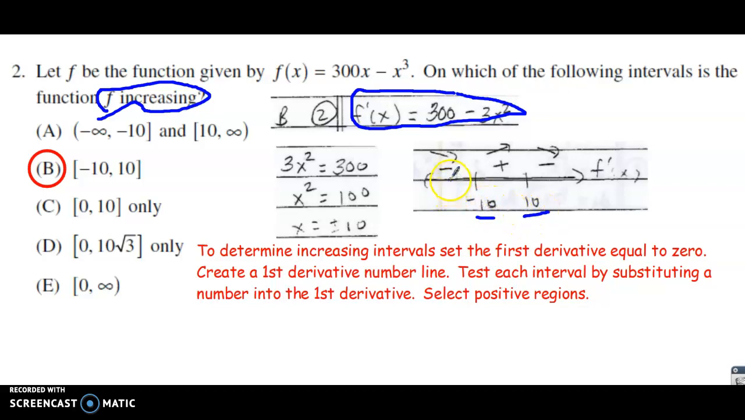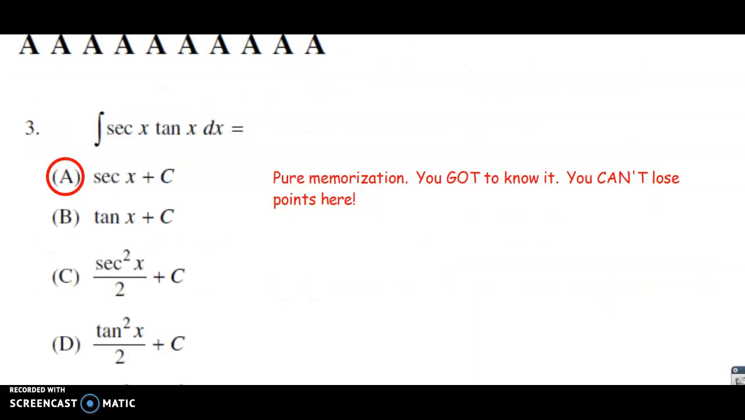I'm going to test a value in region 1, region 2, and region 3, and I'm substituting those into the first derivative. Remember, naming the number line is important. Then I can see that the increasing interval is the one from -10 to 10, and so that's why I selected B. Number 3, pure memorization. You just have to recognize that secant x tangent x is the derivative of a function that you know. The antiderivative of secant x tangent x is secant x, because the derivative of secant x is secant x tangent x.